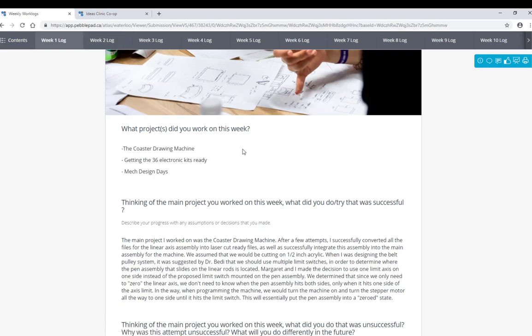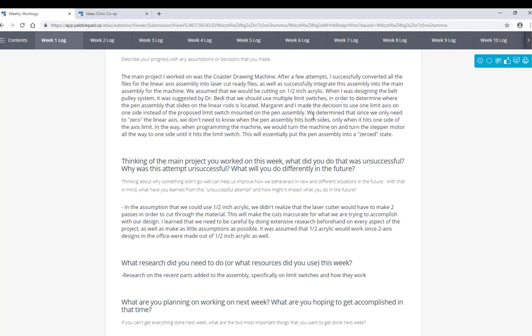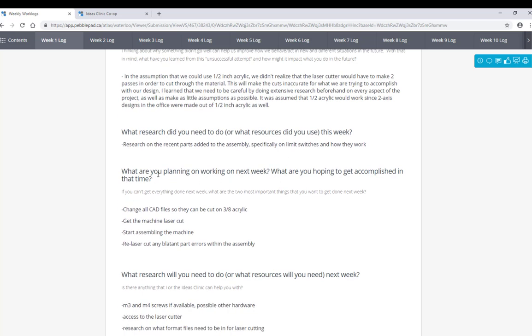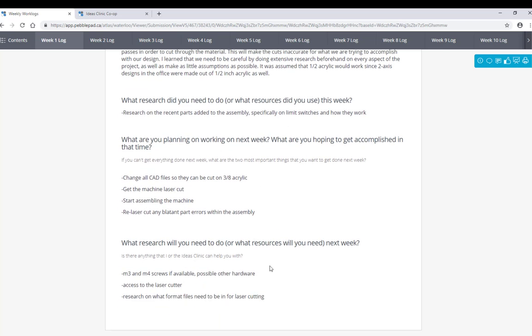These logs were really meant to capture what they worked on, what worked, what didn't, and what they looked at to try to solve the problems that they were running into. They also got them to look forward to the next week and plan out what they were going to work on and what they were hoping to get accomplished.